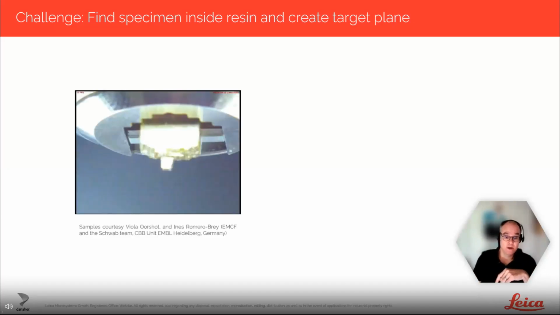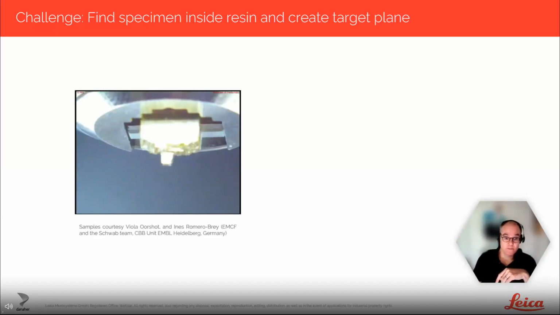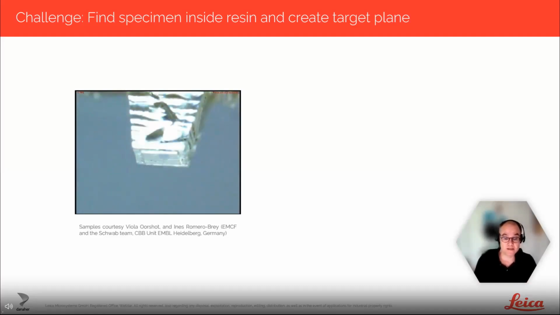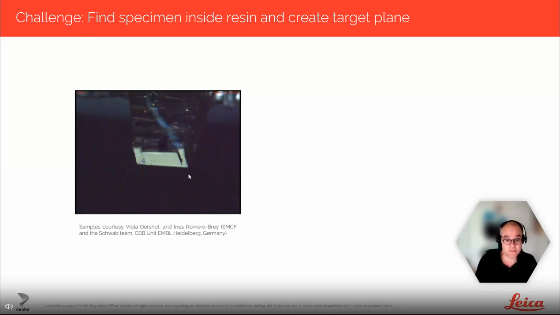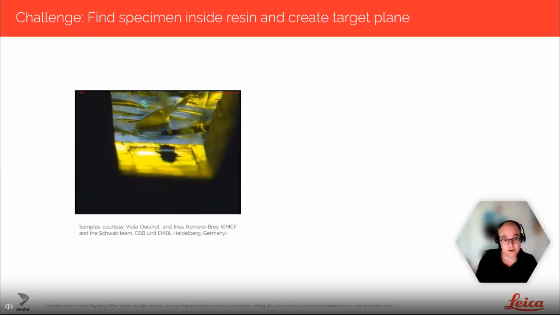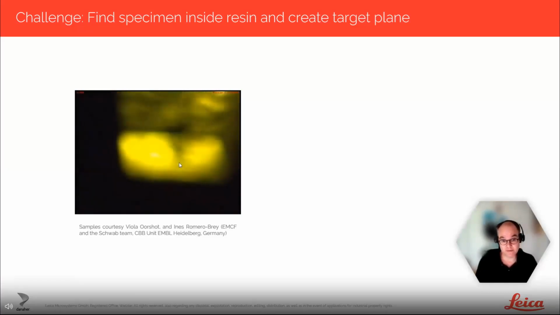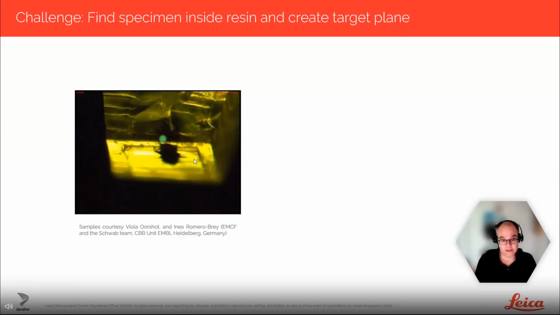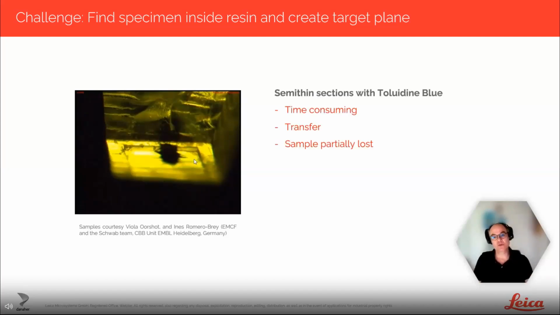Now, if you look at this sample here, this is provided by Viola and Ines from the Schwab team at EMBL. You can see that there's a lot of resin above the actual target sample here. This is a Platynereis worm, and we have to get rid of this resin above the sample to really reach the target plane.